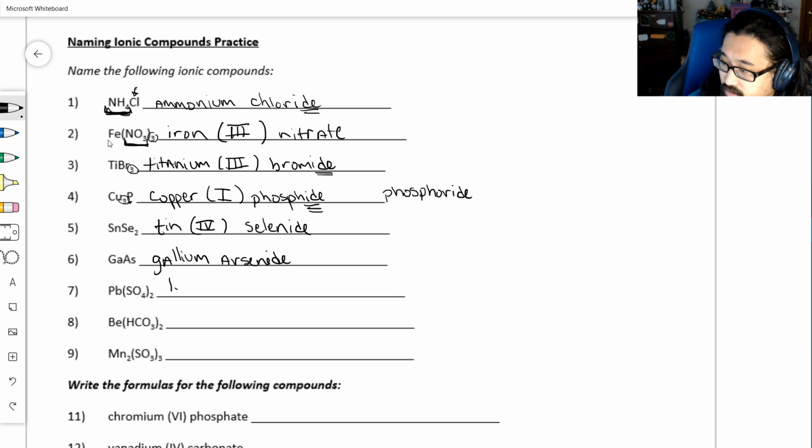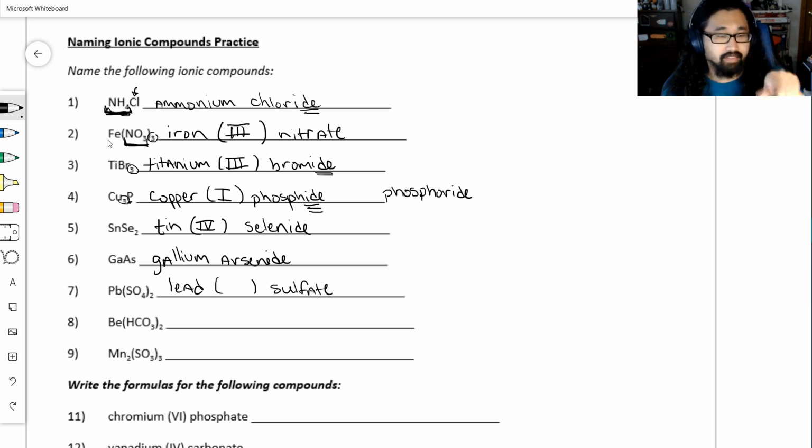Next one is lead, parentheses. This is sulfate, right? If I look it up on table E, that polyatomic ion is sulfate, SO4. It has a charge of -2. So I have -2 on the sulfate, but I have 2 of them. So it's a total of -4, which means the lead has to be +4.